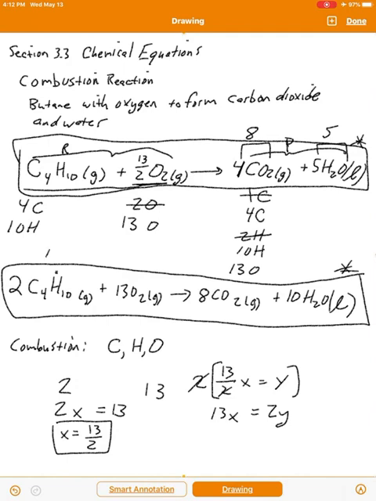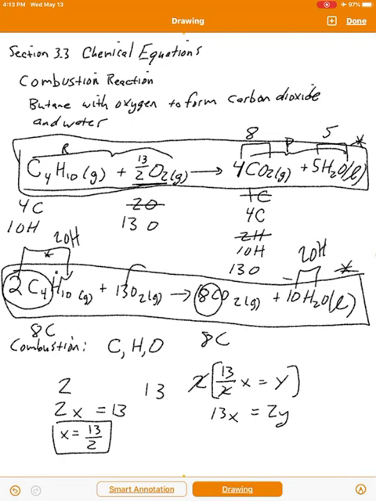Now, it's not a bad idea to go ahead and check. I'm going to come down here, because this is a little bit more complicated. There's 2 butanes, so that means there's 8 carbons. There's 8 carbon dioxides, so that means there's 8 carbons on this side. So the carbons are balanced. 2 times 10 means that there's 20 hydrogens. 10 times 2 means that there's 20 hydrogens. In terms of oxygens, 13 times 2 is 26 oxygens. 8 times 2 is 16, plus another 10 is 26 oxygens. So all of the balancing is complete.